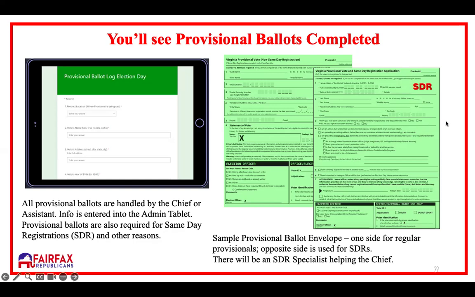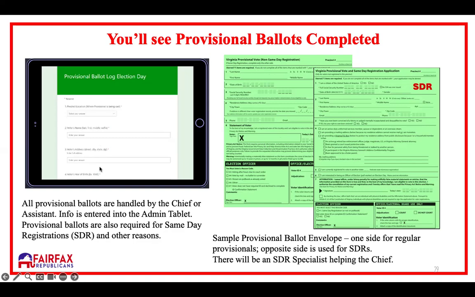Same-day registration is a new invention in the last year or so. It was just voted into law and went into effect in 2023. This is the same envelope. One side is just the reverse of the other. Once the voter fills out the front side of the envelope, that situation is all put into the admin tablet by the chief, assistant chief, or the SDR specialist.